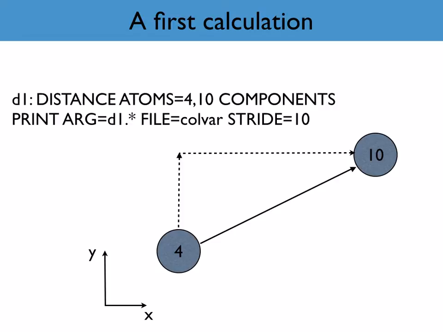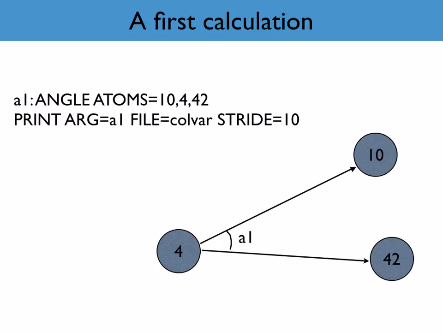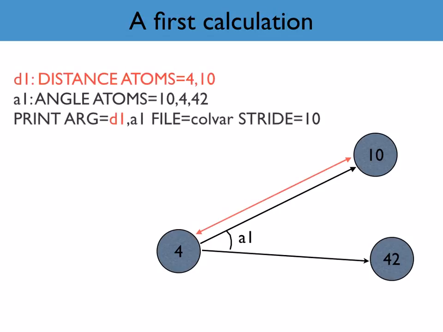If we don't want to calculate a distance but rather some other quantity, we can do so by changing the first command only. Here is an example where we are calculating and printing the angle between the vector connecting atoms 4 and 10 and the vector connecting atoms 4 and 42. We can even monitor more than one quantity at once by using a command like the one shown here.